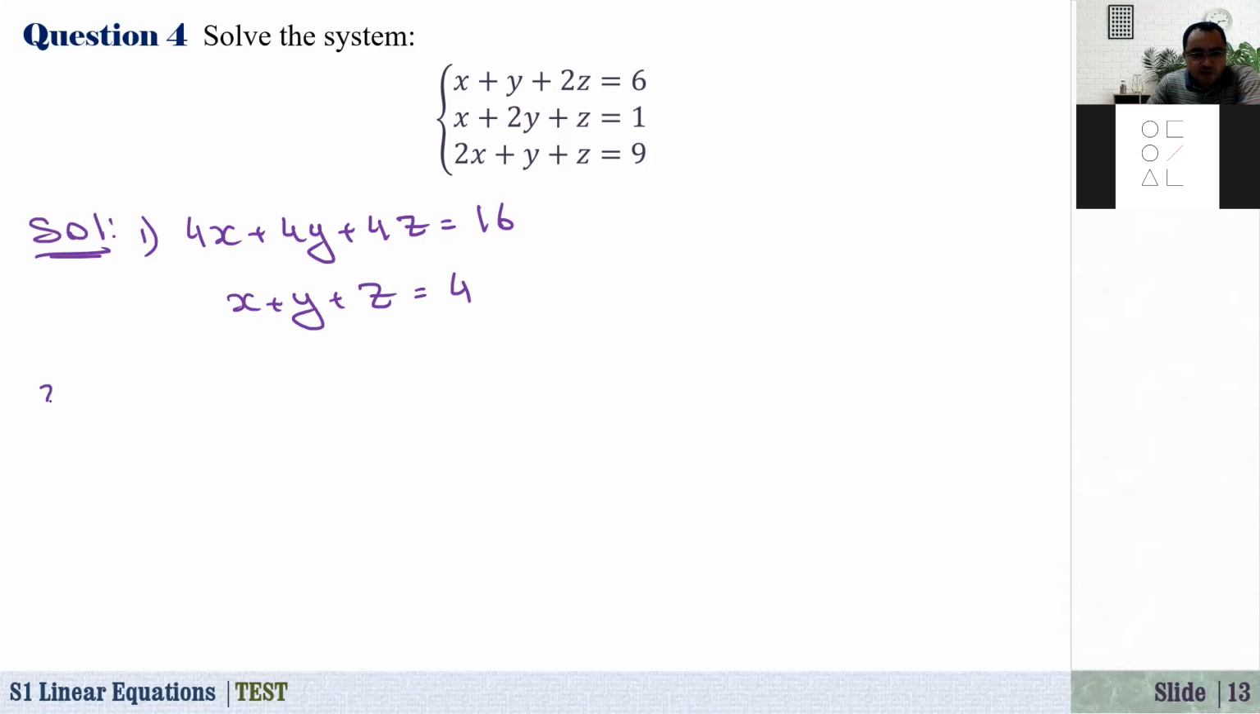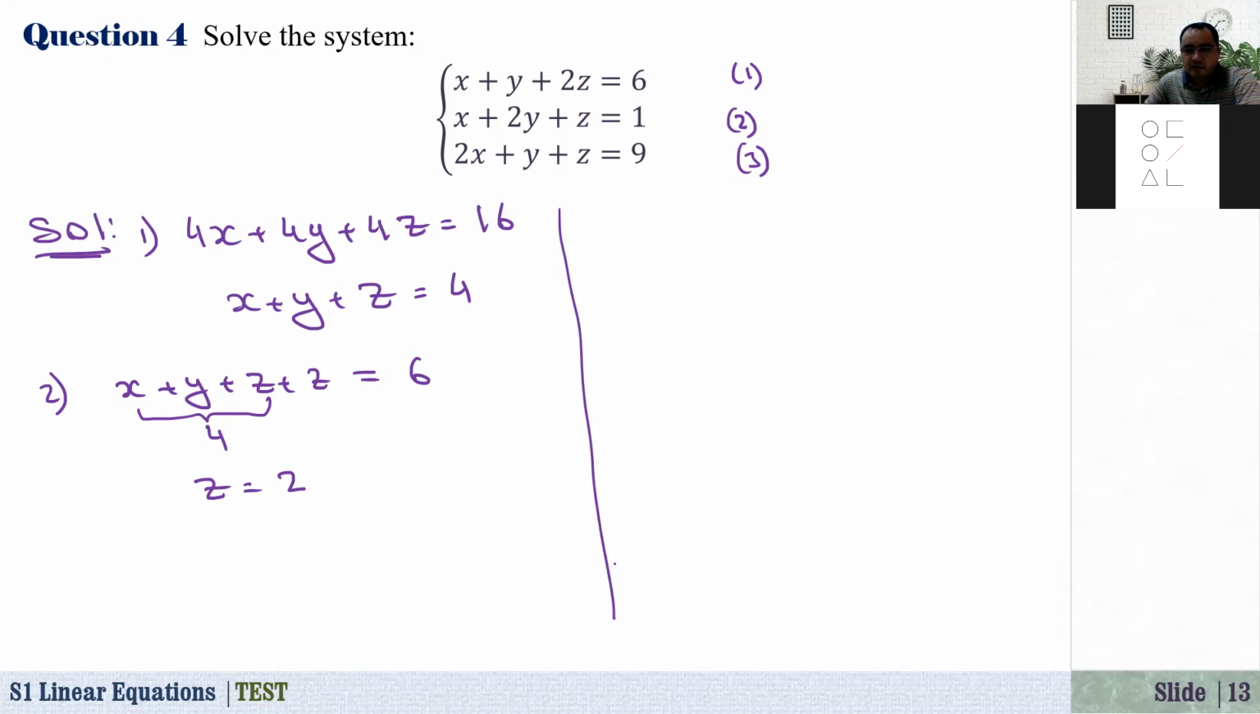So now if I just write the second step, this is our first equation, this is our second equation, this is our third equation. The first equation is x plus y plus, what is 2z? 2z is z plus z. On the right-hand side, we have 6. Now what is x plus y plus z? That's equal to 4. So from here, what is z? 6 minus 4, that's equal to 2.